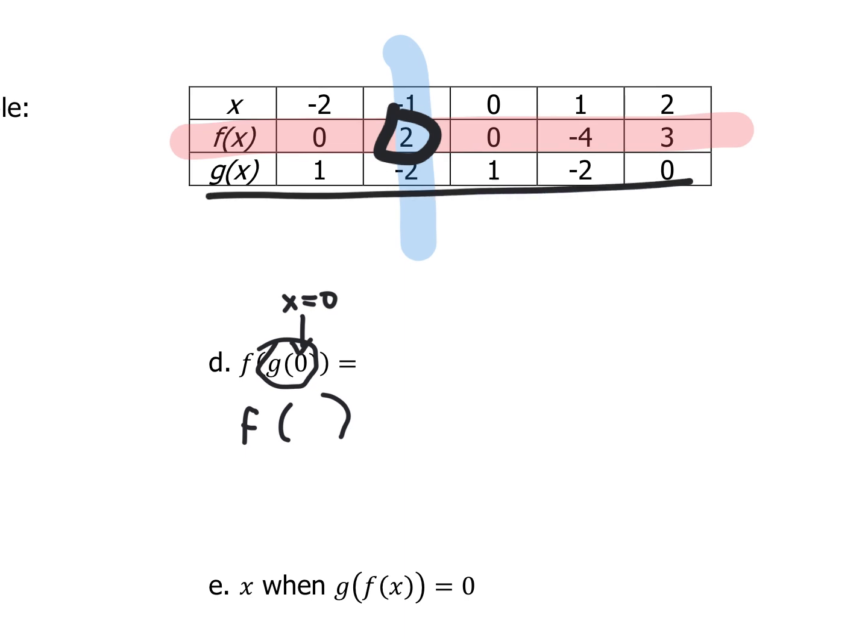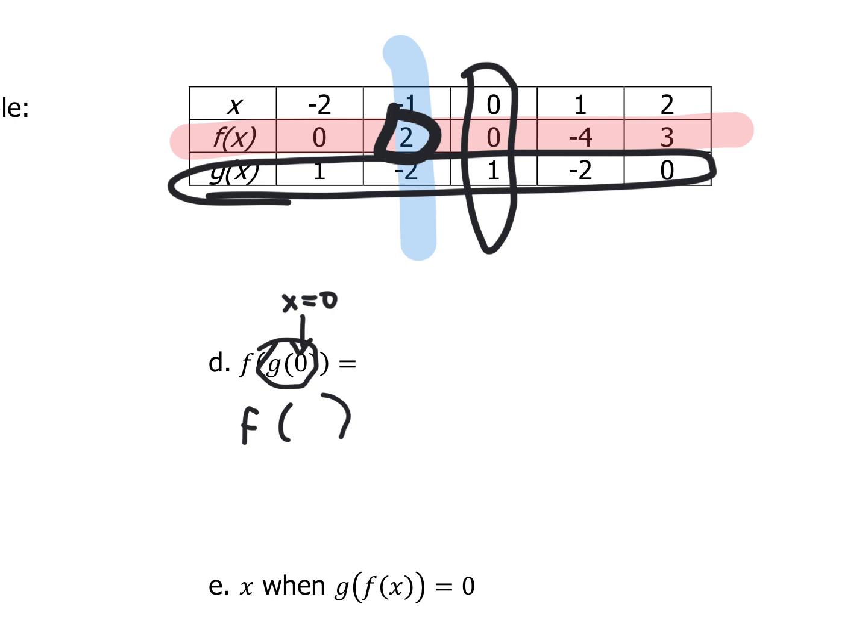Here's G of 0, and I'll let you do it from there.